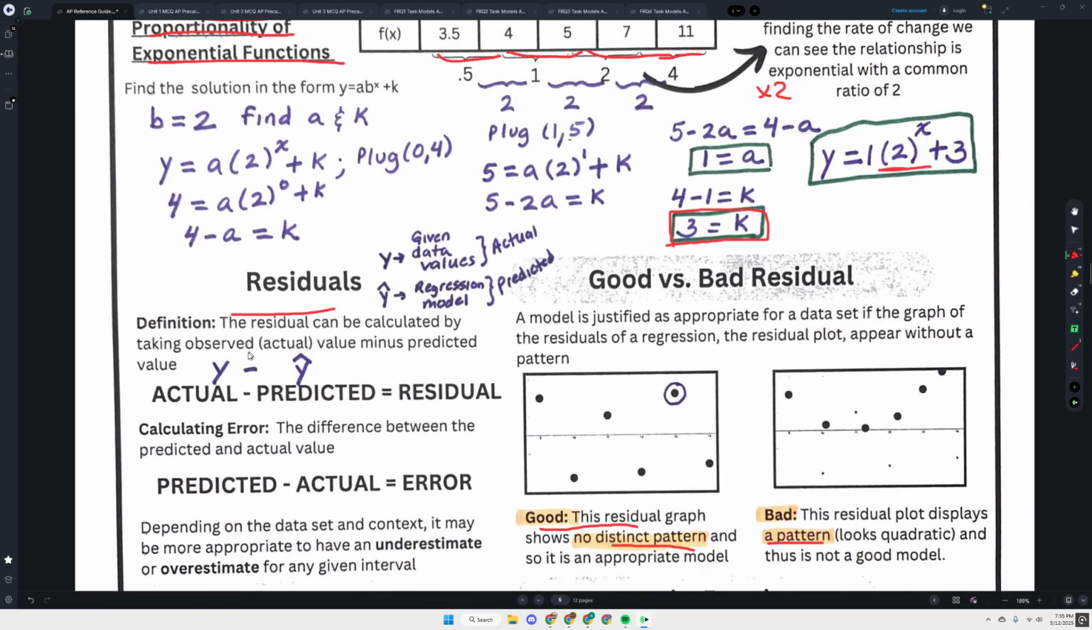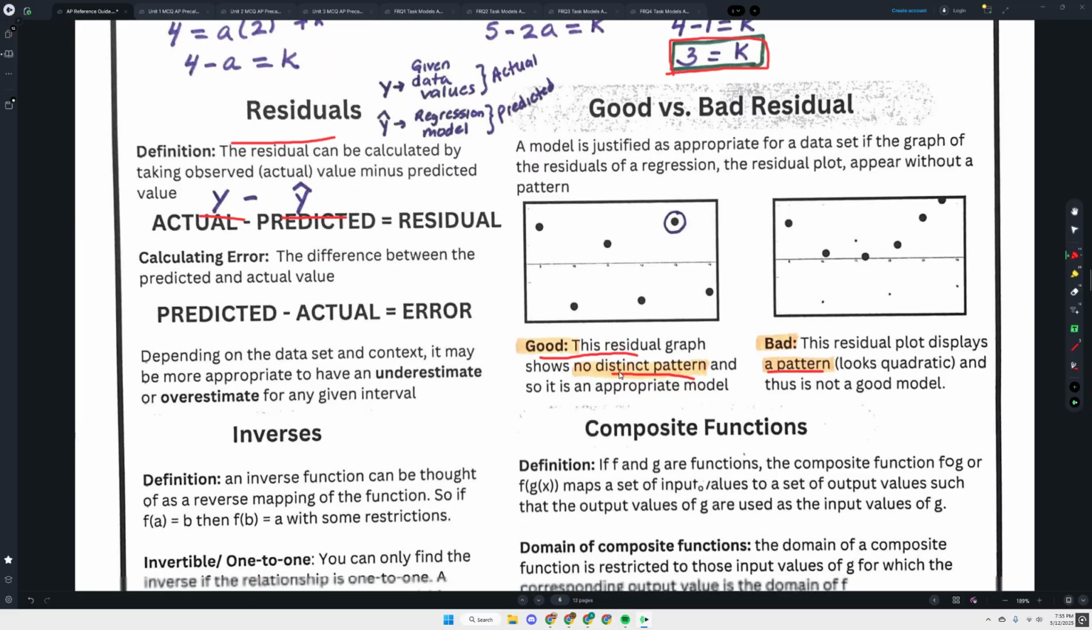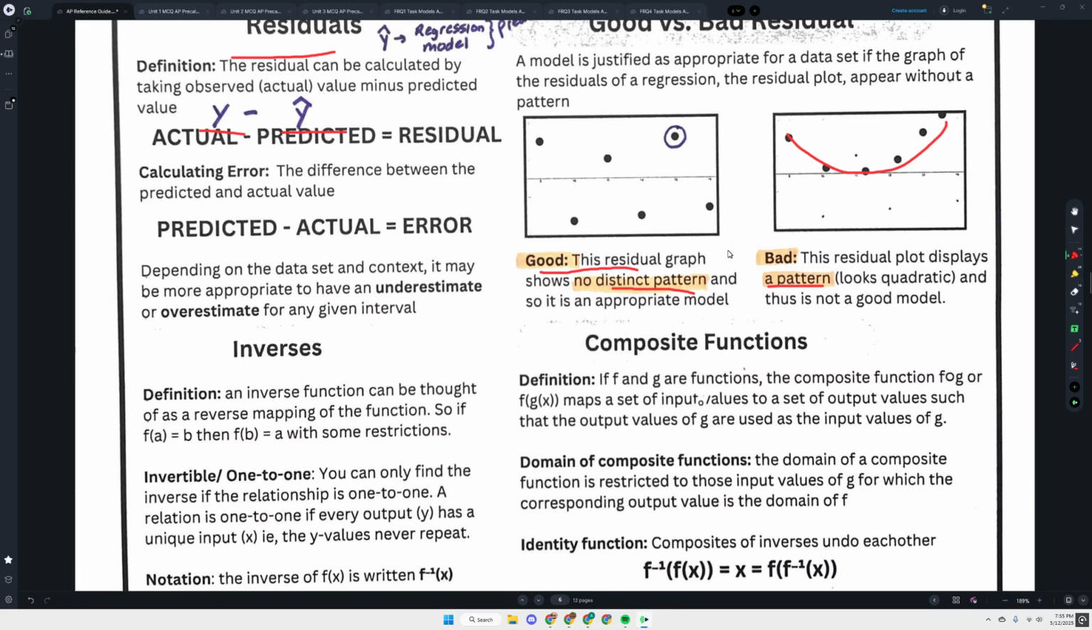From there, residuals. Residuals are y minus, the actual minus predicted. A good residual is anything with no pattern, and a bad residual, or not appropriate, is something with a pattern because it has a curve.